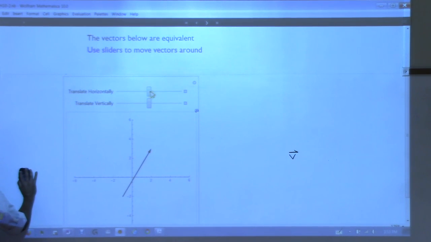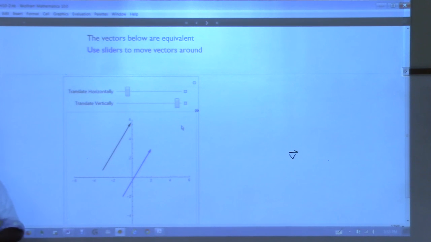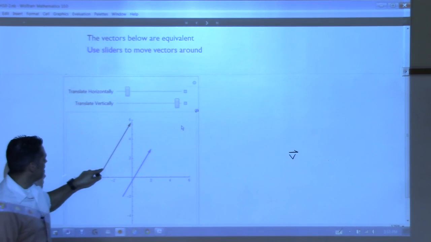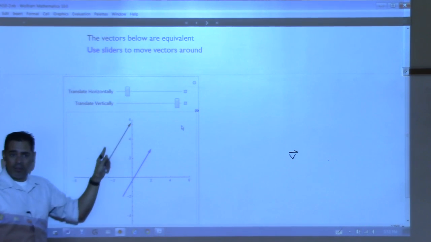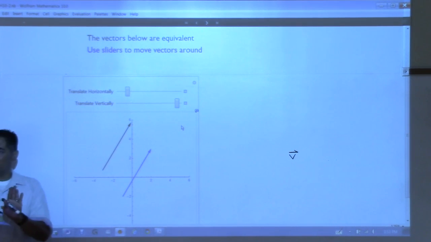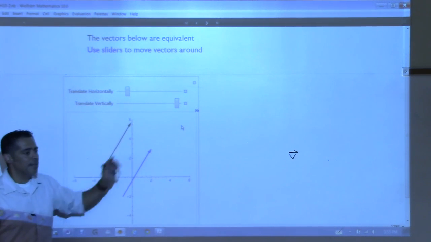Any vector, when we move it left and right or up and down, these vectors are identical. These are the same vectors. And that's what makes vectors so important, and that's what distinguishes them from line segments. Line segments would connect two points together, and a line segment from here to here would be two different points, right? So those would be two different line segments. But in terms of vectors, the position doesn't matter.